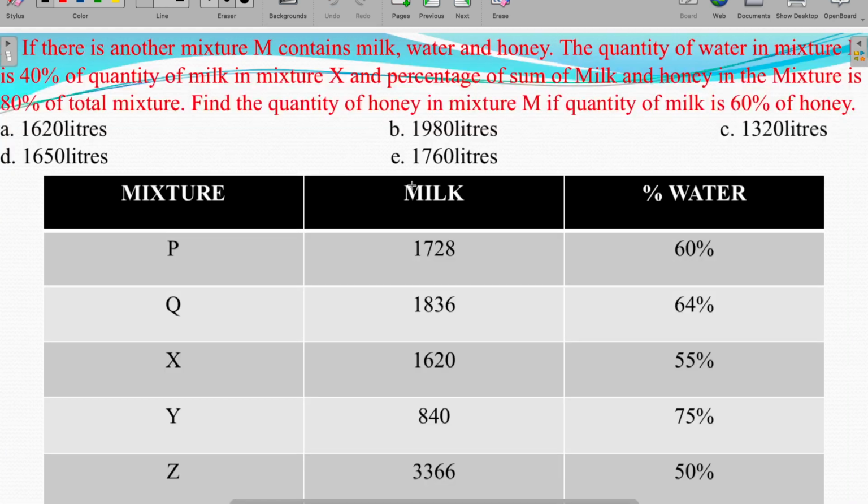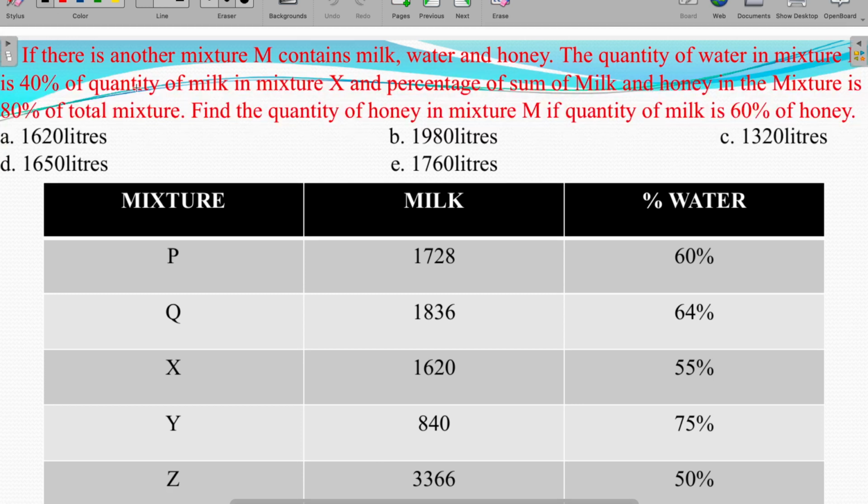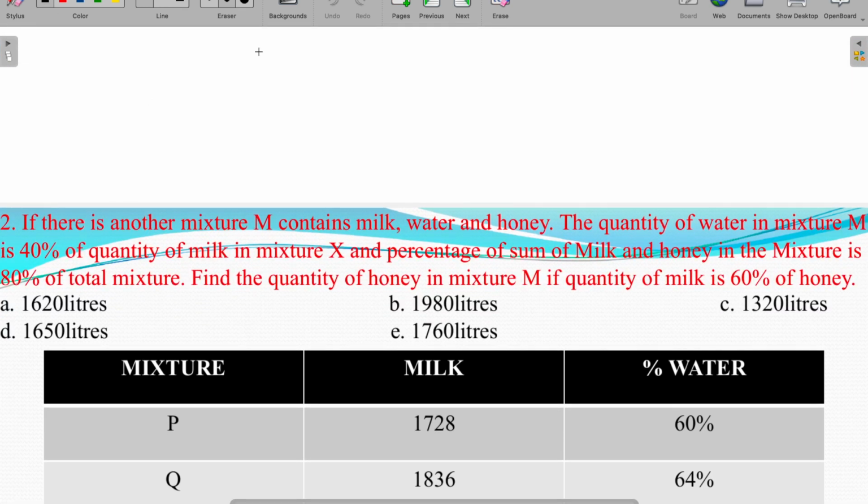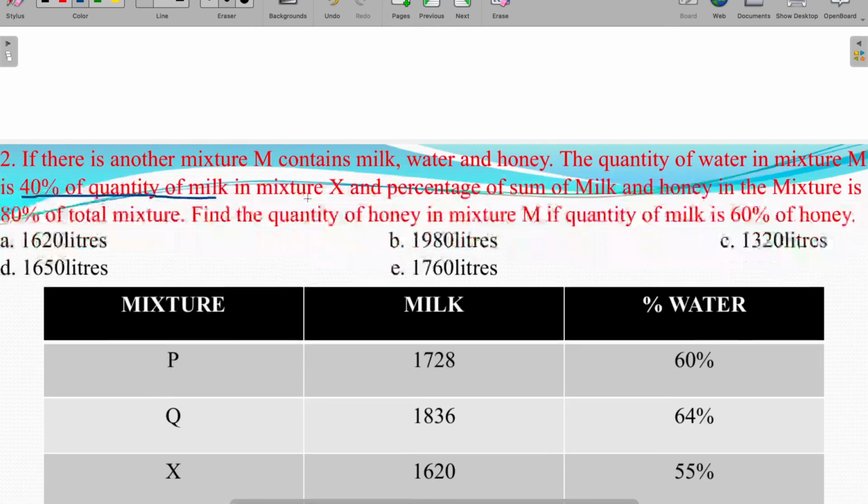Second question. If there is another mixture M, so if I take another container M, in this milk, water, honey is there. So in this mixture M, milk is there, water is there, and honey is there. Fine. The quantity of water in mixture M is 40% of the quantity of milk in mixture X. Water, how much do we have in M? It means 40% of milk in X.